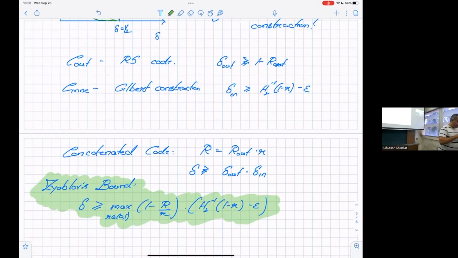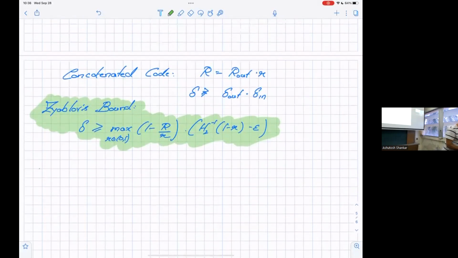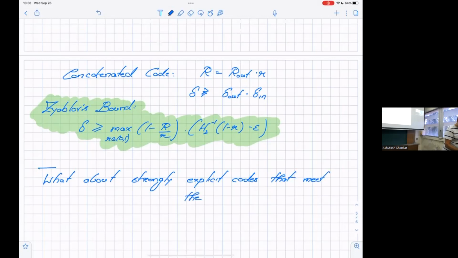The next question is going to be, what about strongly explicit codes? For right now, strongly explicit good codes. I don't care whether I'm making the Zyablov bound or strongly explicit. They haven't yet constructed these codes.